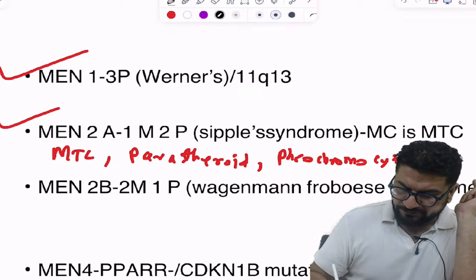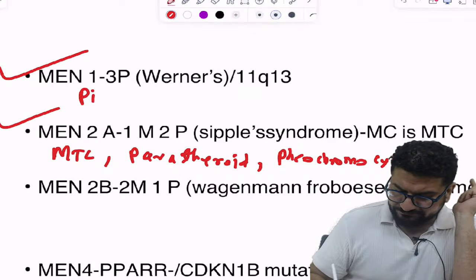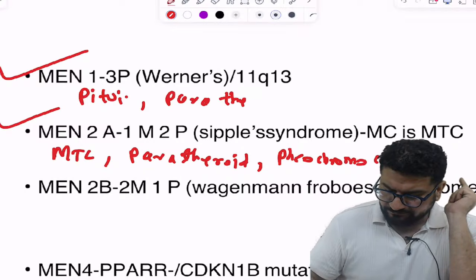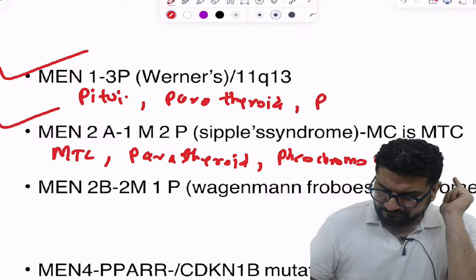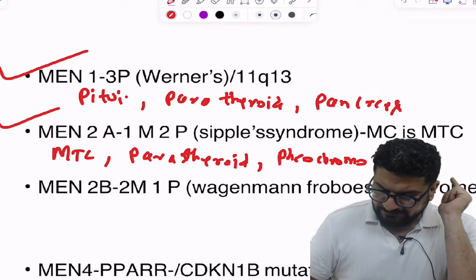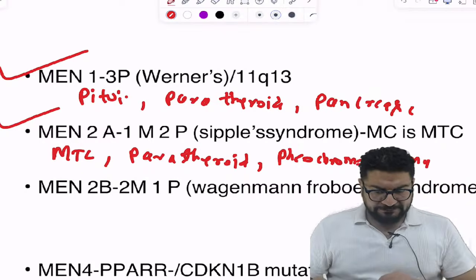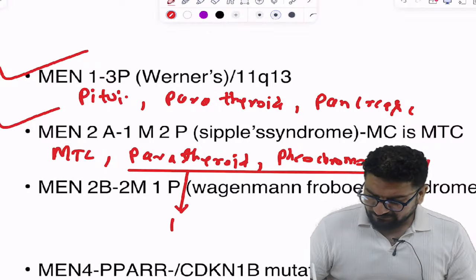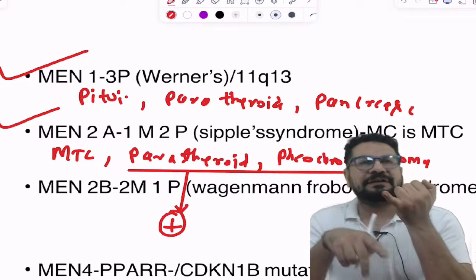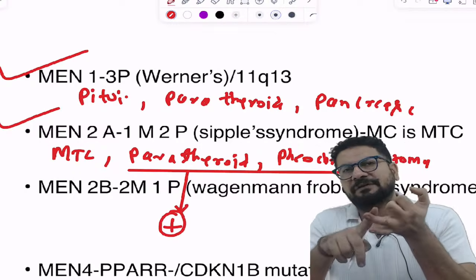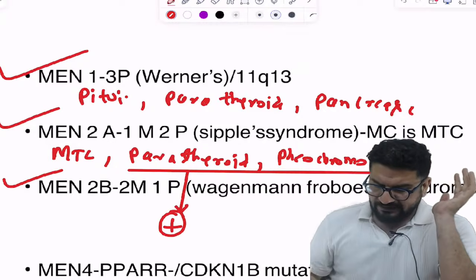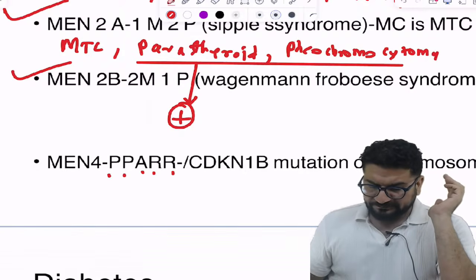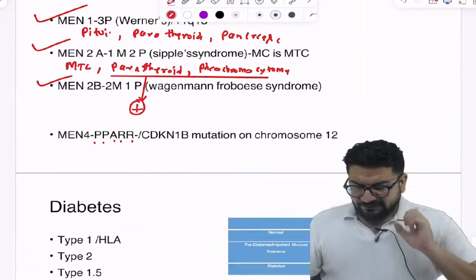Look at this here, what I told you: pituitary, parathyroid, pancreas. Now another thing, suppose I take these two things down, these two things here plus Marfanoid habitus, mucosal neuromas, that will be MEN 2B. And MEN 4 is a new entity: pituitary, parathyroid, adrenal, renal, reproductive tumor. Clear? Okay, now let's talk about different types of diabetes.